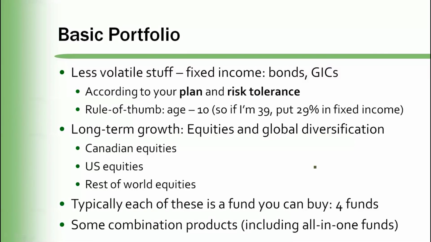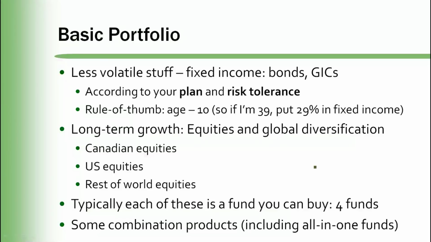And to give you a rule of thumb to start from, again, this is not going to be perfect for everyone, but at least gives you a starting place. I like to take my age and subtract 10, and that's how much I'm going to put into that, quote unquote, safer stuff or less volatile stuff. So if I'm 39, I'm going to subtract 10, and that means I'm going to put 29% of my portfolio into my fixed income, and the rest I'm going to invest into my equities for my long-term growth.